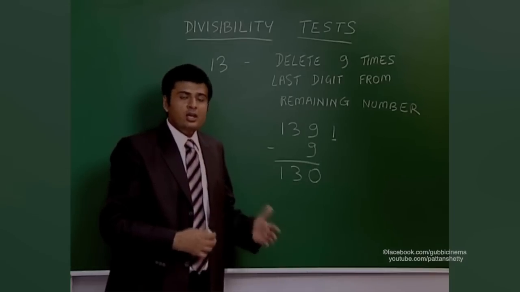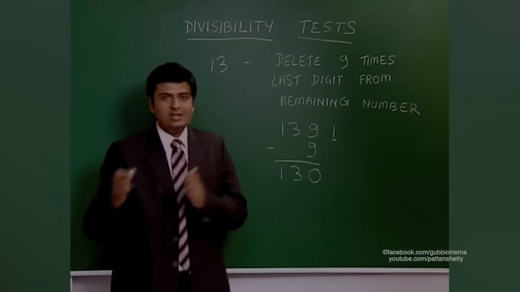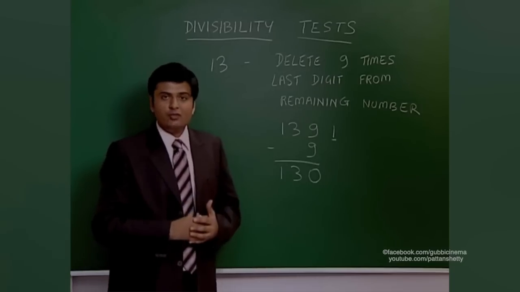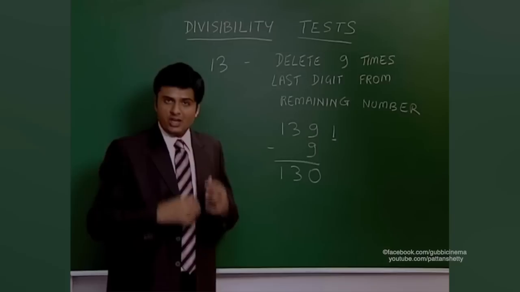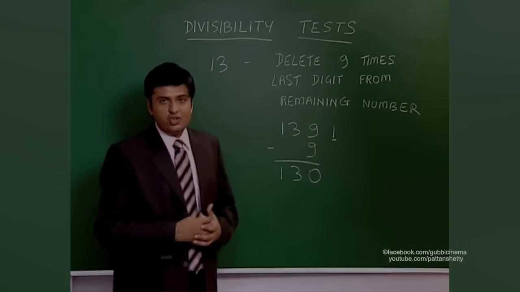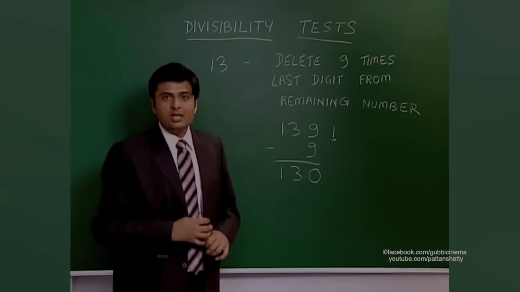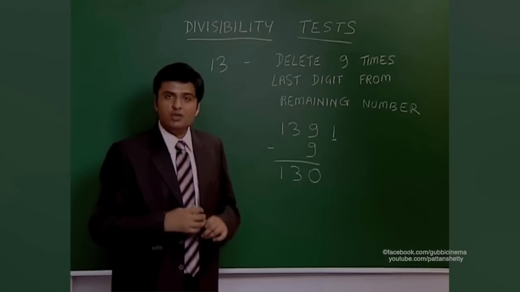For 14, we know 14 is 2 times 7. So check for tests of 2 and 7. For 15, we know 15 is 3 times 5. So check for tests of 3 and 5. Like this you can go on and on and check the divisibility test of all the numbers. Next, we will see how Vedic math helps us to do division very fast.